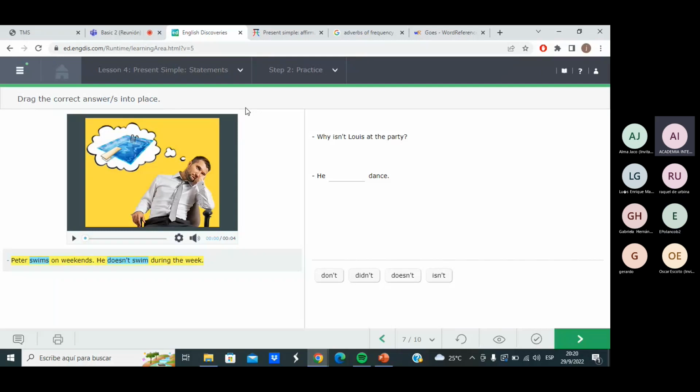Okay, can you read the whole sentence? He doesn't dance. Yeah, again, he doesn't dance. Okay, and why? So we don't write a letter S here in dance, porque estamos usando el verbo auxiliar, ¿verdad? Does. Mhm.